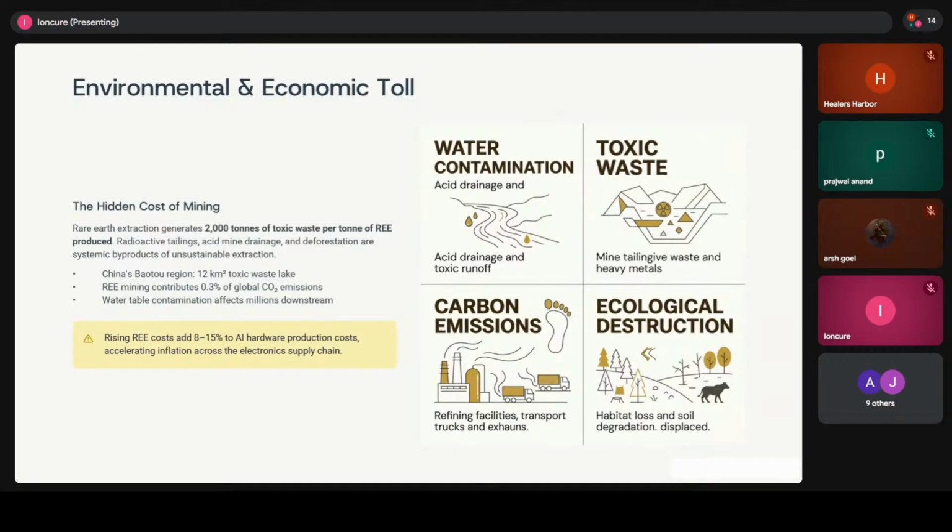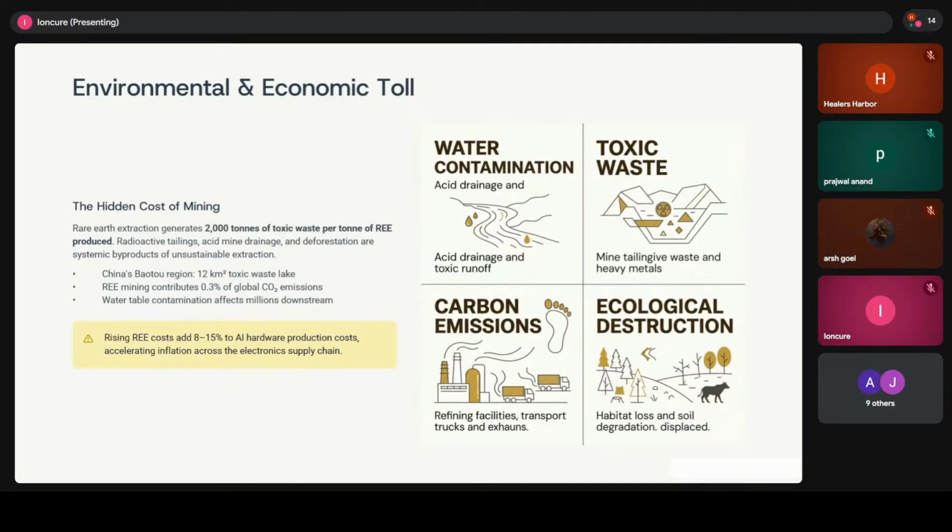Although rare earth elements are essential for advanced technologies, their extraction creates serious environmental challenges. Mining operations generate toxic waste, radioactive minerals, water contamination, and deforestation. For example, the Baotou mining region in China is heavily affected by industrial pollution. ...and improve extraction efficiency.